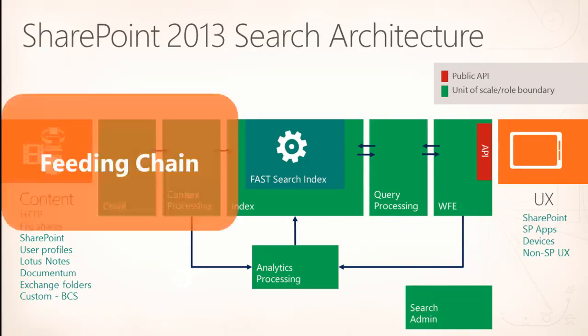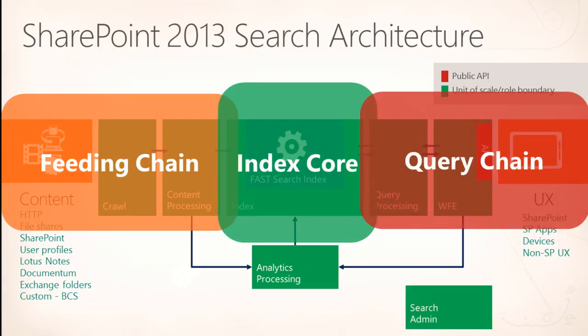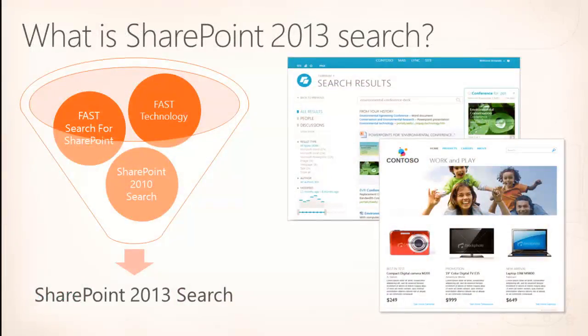We have divided this presentation into 4 chapters, trying to break down the search component into 4 areas, if you like. First, we will explore the feeding chain, covering the crawler and the content processing component. Then we will take a look into the index core, or index component itself. Of course, we will cover the query chain, and lastly, we will also cover the brand new analytics service in the search architecture.